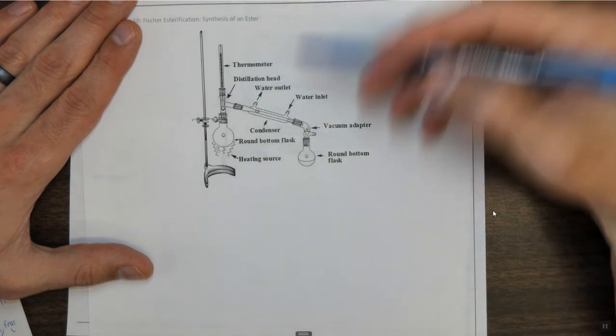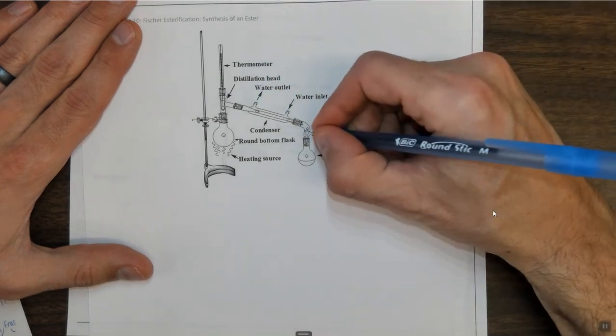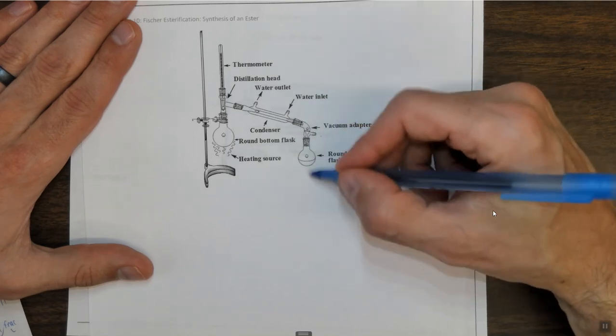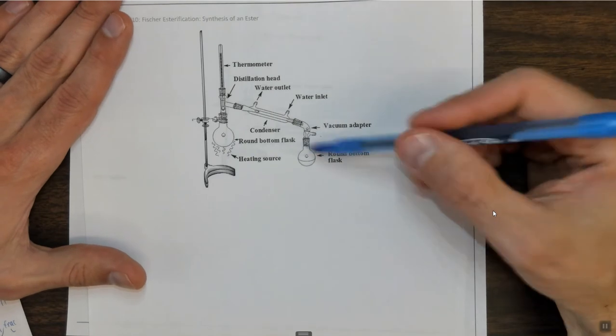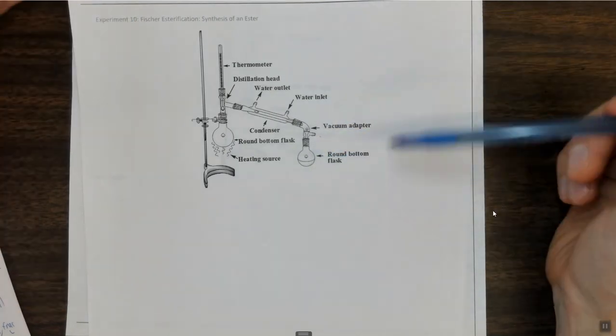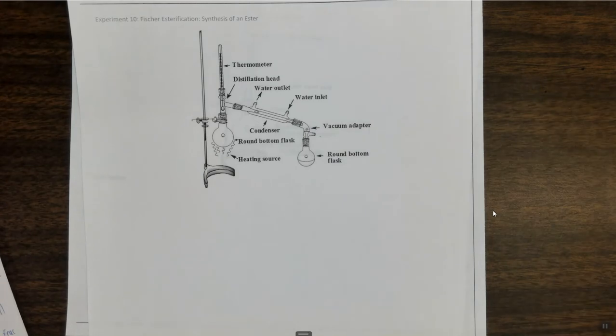Then you're going to have a vacuum adapter. Notice that this is open. Okay, we want this to be open. We don't want to heat closed containers. And then you're going to have a receiving flask, and you're going to collect 2 fractions. And it's important that you know the mass of the flask so you can weigh the mass of the fraction. The second fraction is especially important because that's your product.